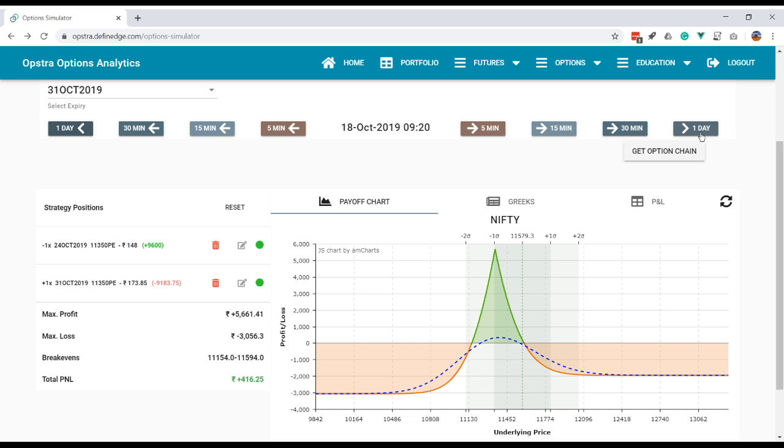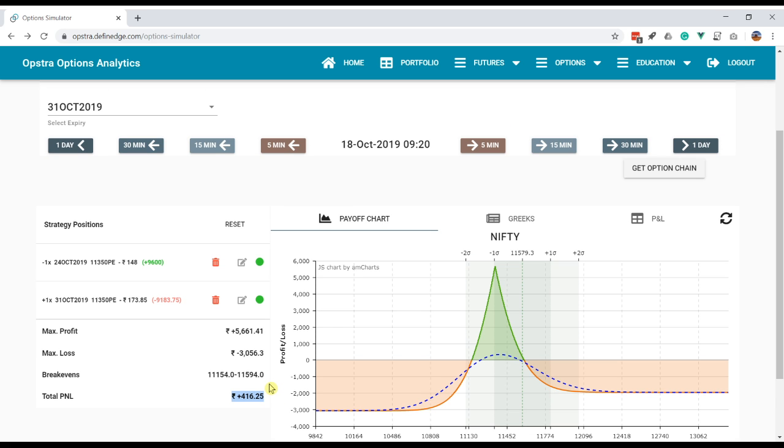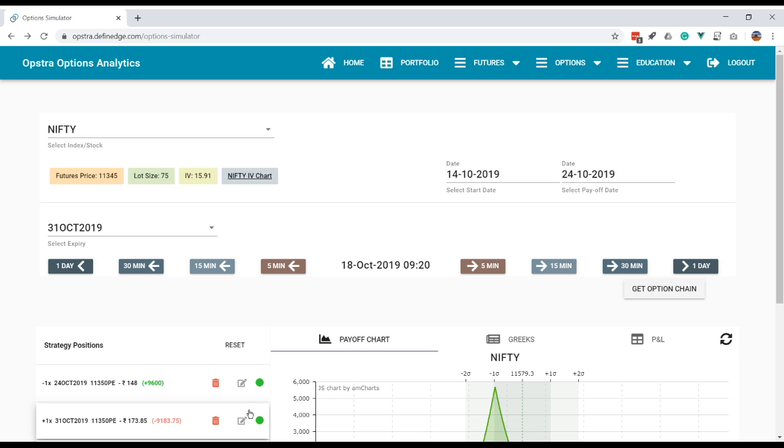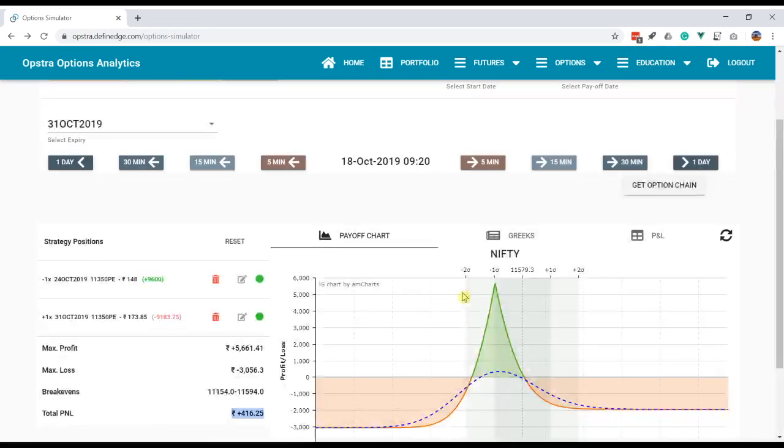Okay, we proceed further. So we are almost at breaching the break-even point. At this point we can just exit, right? Or we can do a modification. I just wanted to show that you can also do calendar strategies using the option simulator. That's the aim of this how to use option simulator video.